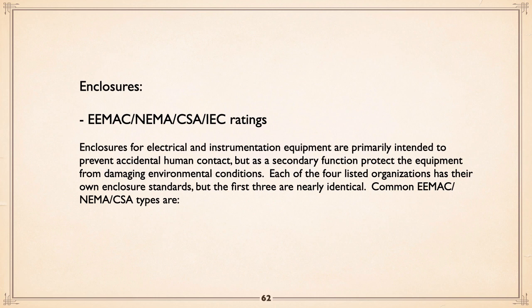Enclosures. You basically mount electrical equipment in enclosures primarily intended to prevent accidental human contact. As a secondary function, they protect the equipment from damaging environmental situations. Each of the 4 listed organizations has their own enclosure standards, but the first 3 are nearly identical. The common ones, EEMAC, NEMA, and CSA, which is an approval agency in Canada, the Canadian Standards Association, their enclosures are all pretty much the same game.